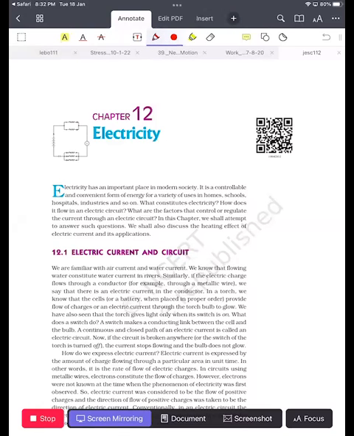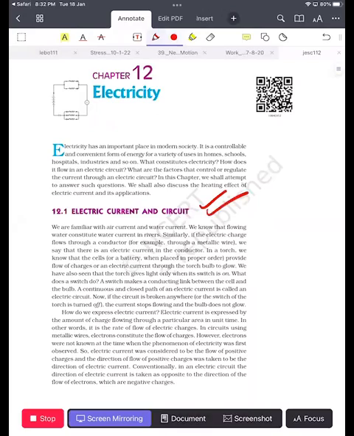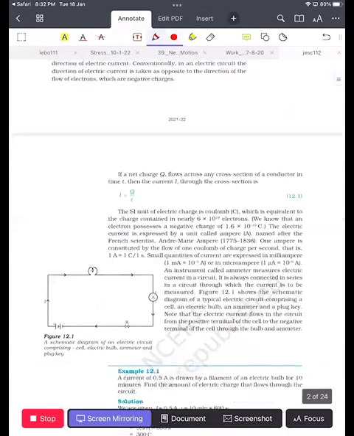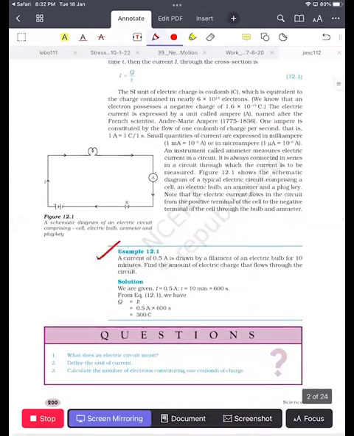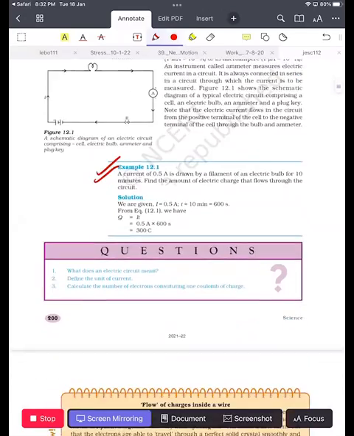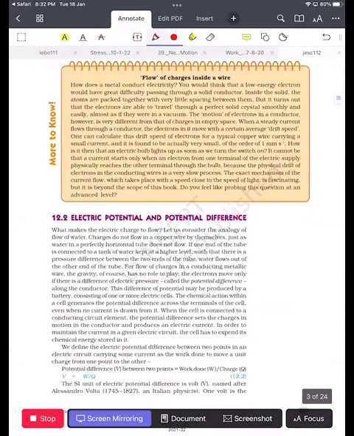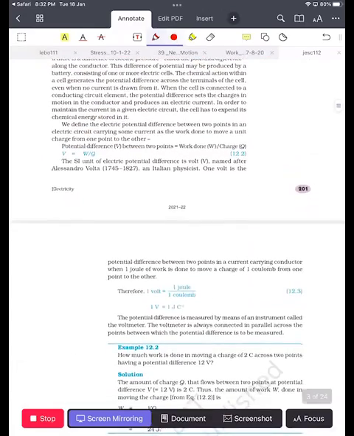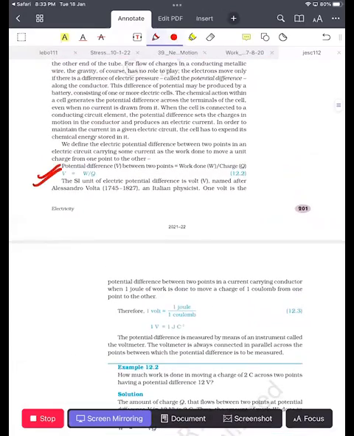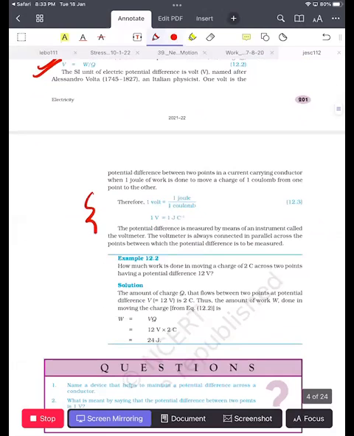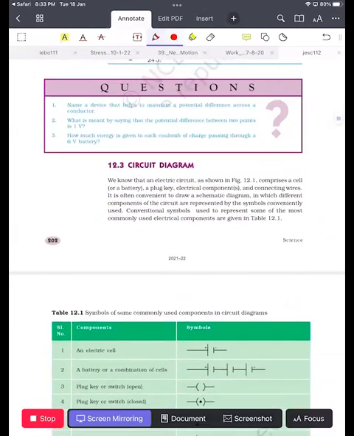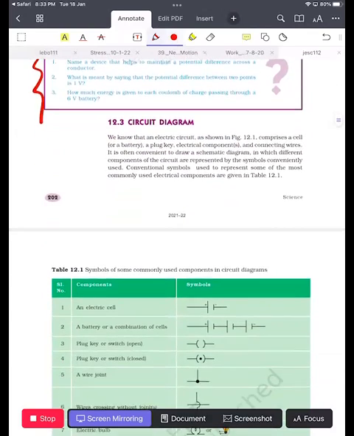At last, let's see. This is electric current and circuit, right? These things you have to see. Go through these examples, how the circuit is connected. Electric potential and potential difference, we have learned these things. Go through this formula V is equal to W by Q. How that is used, what is the definition? Then this example, right? Then these three questions you do mandatory in the copy.